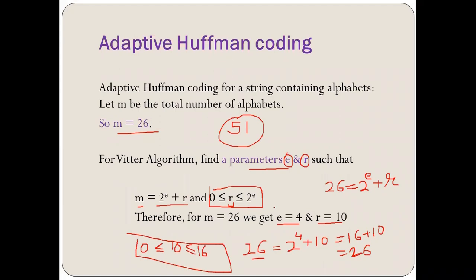So the two terms that you have to remember are E is always equal to 4 and R is always equal to 10. And where is it coming from? This E equal to 4 and R equal to 10 is being calculated from this particular formula and from this particular condition, right? Now moving further.